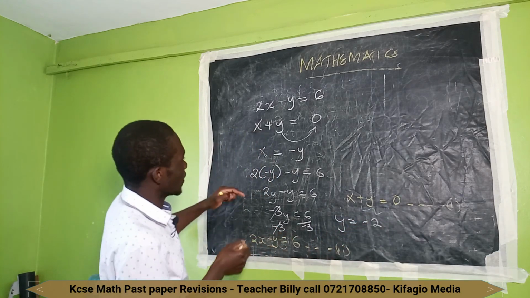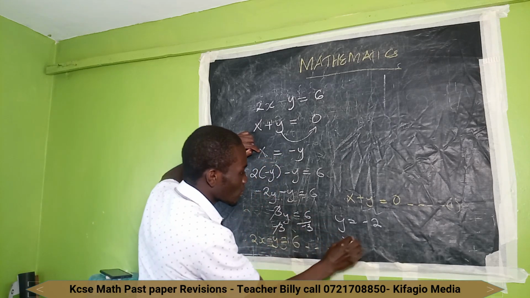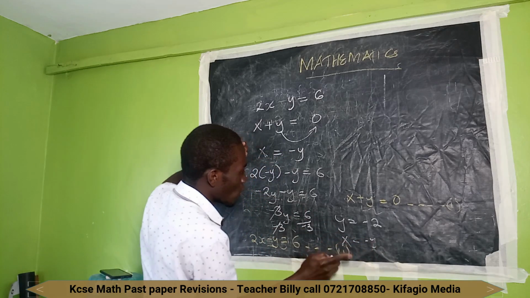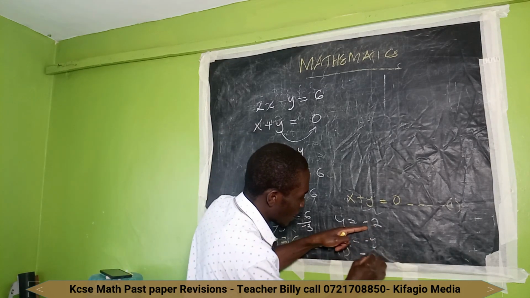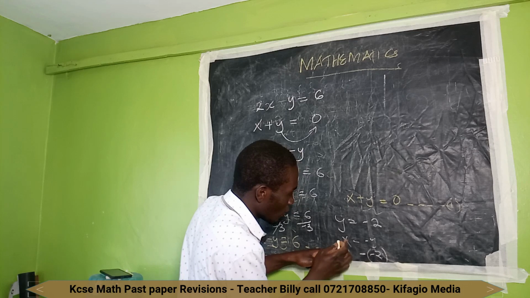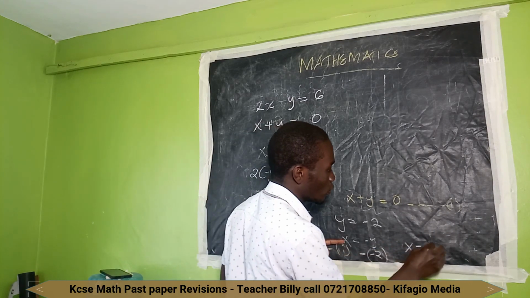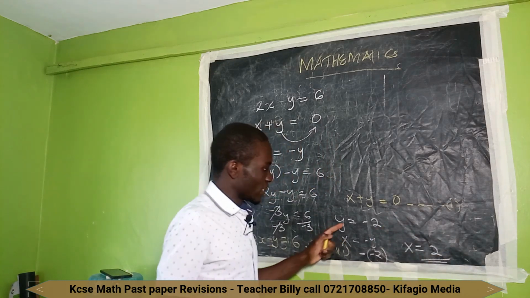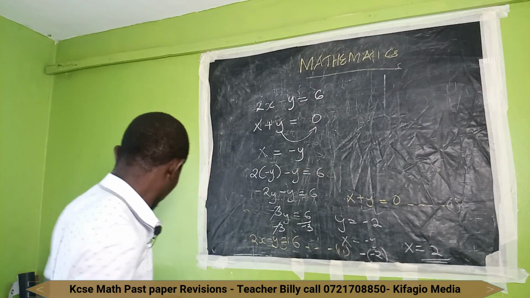Therefore, what about your value of x? We said x was equivalent to minus y. So x was equal to minus y. But what is your y? Your y is equal to minus 2. So we're having minus y, which is minus 2. So the value of x is equal to minus times minus 2, which is positive 2. So y is equal to minus 2 and x is equal to positive 2.